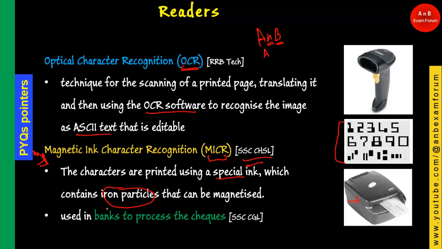This type of question we have seen in SSC CGL: what is used in banks to process the check? The answer should be magnetic ink character recognition. So MICR is used in banks to process the check. Okay, got it?